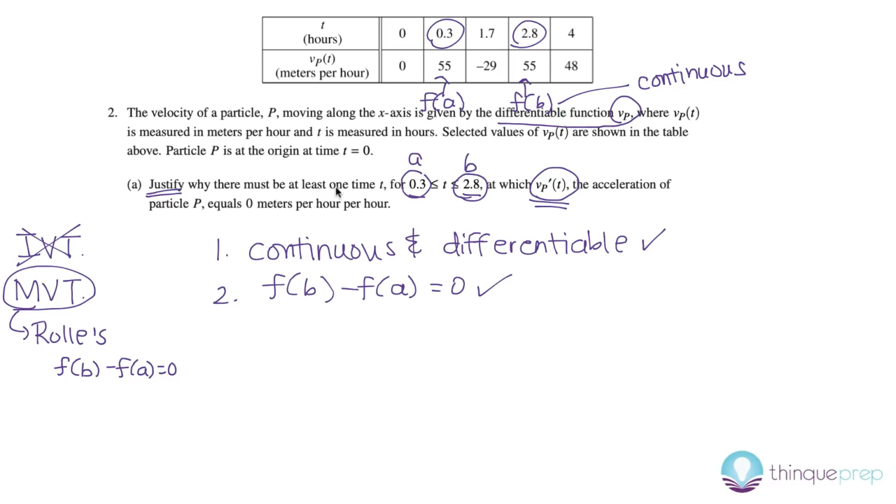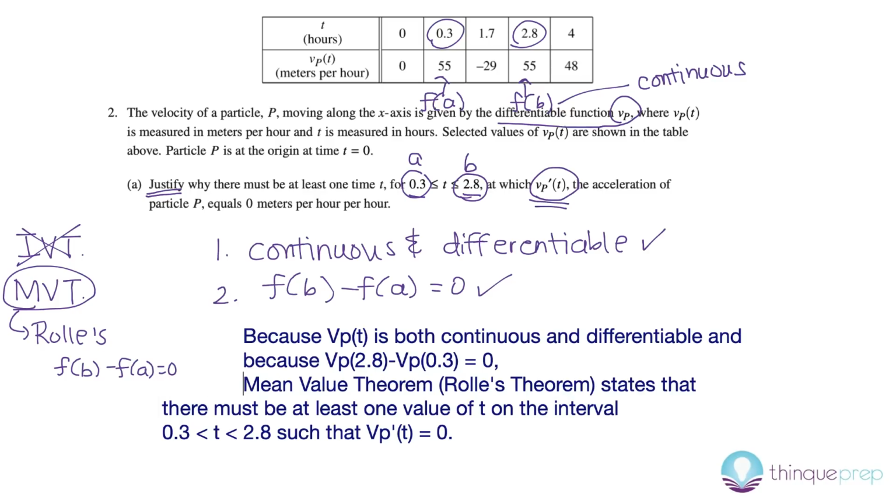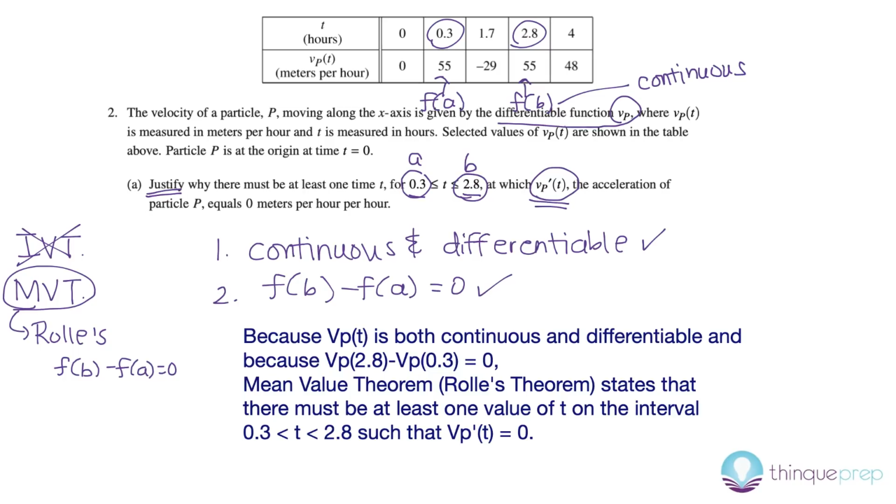So then if I wanted to answer the question, I'd probably say something like this. Because Vp of t is both continuous and differentiable, and because Vp of 2.8 minus Vp of 0.3 is 0, the mean value theorem, or you can say Rolle's theorem, states that there must be at least one value of t on this interval such that Vp prime of t is equal to 0. And that should be enough to get you to answer question 2, part A.